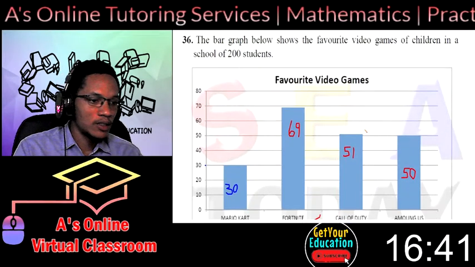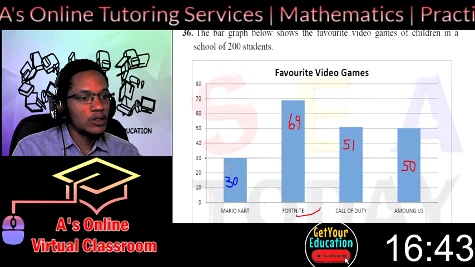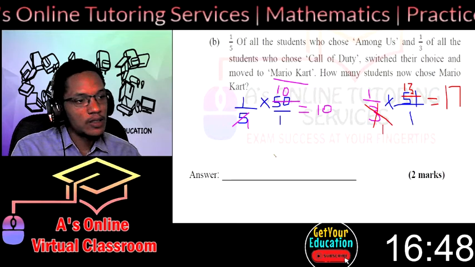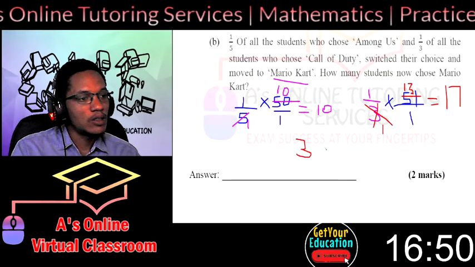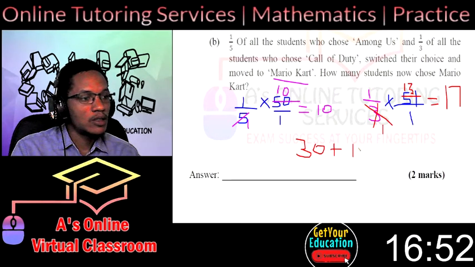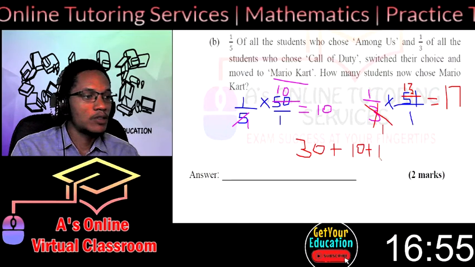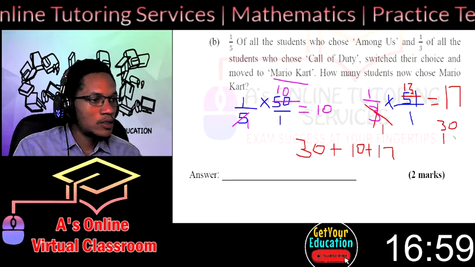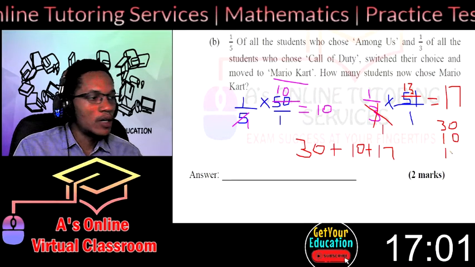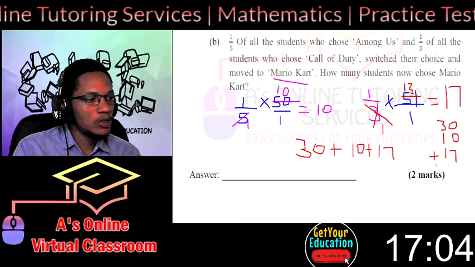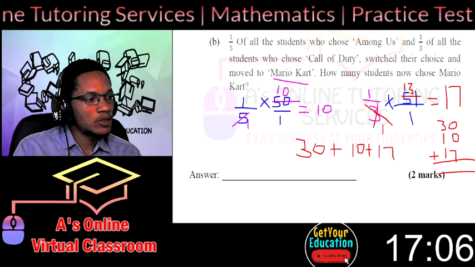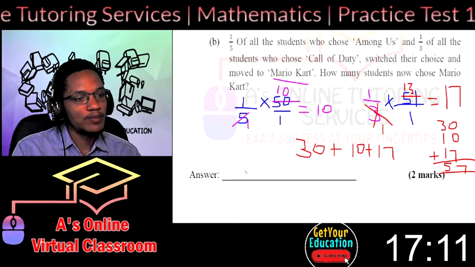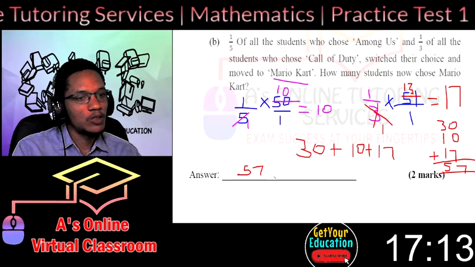And Mario Kart was the first bar, which was 30. So we have to now change this to be 30 plus 10 plus 17. 30 from the Mario Kart, 10 who switched from Among Us, and 17 who switched from Call of Duty. So now the new amount would be 57 students.